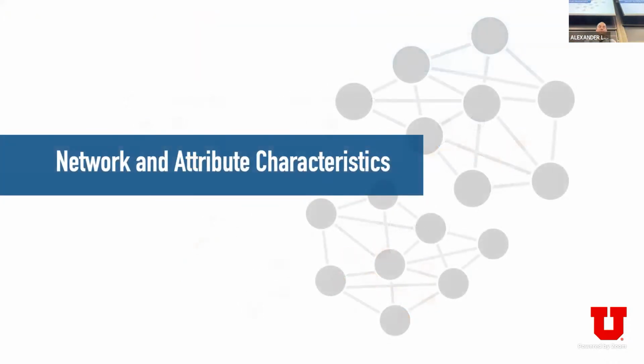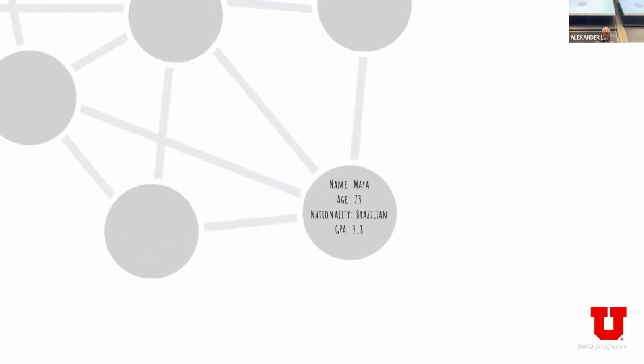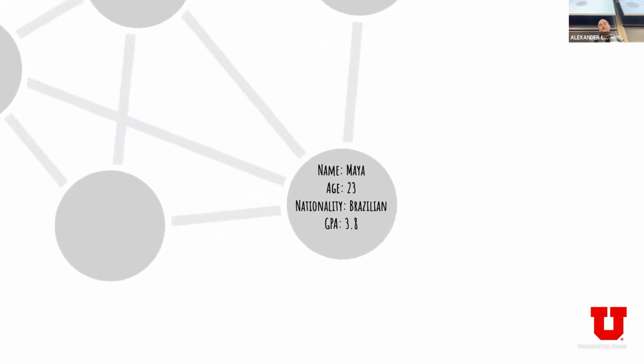And so let's review some of these network and attribute characteristics, because they are very important in the choices that you can make about networks, about your visualization. The first one here is topology. You essentially can have very different structures in topology based on the density and so on. And then we also have these attributes, of course, about the network.